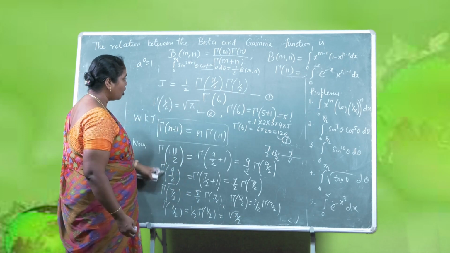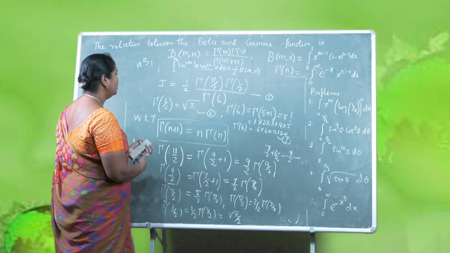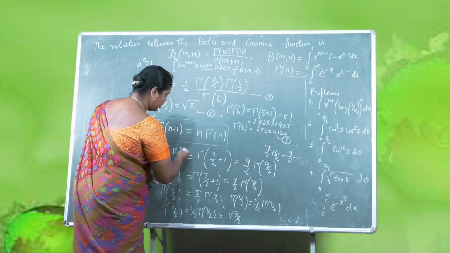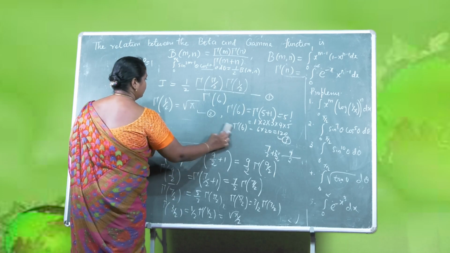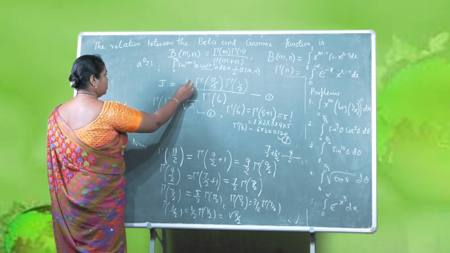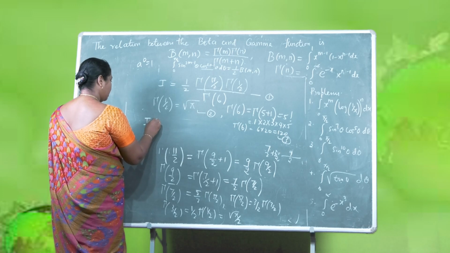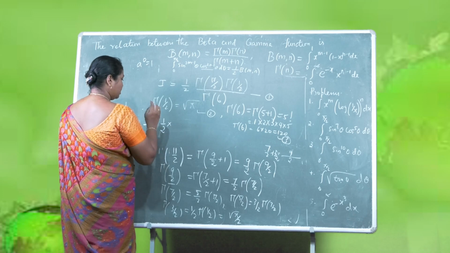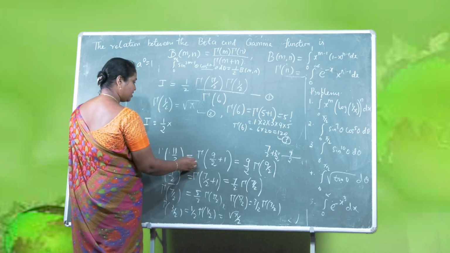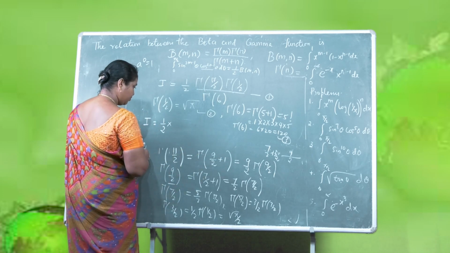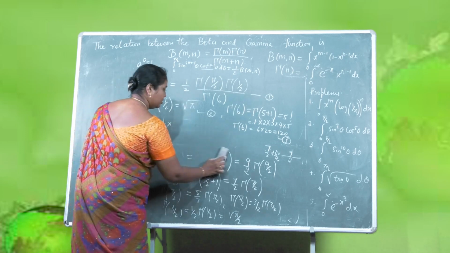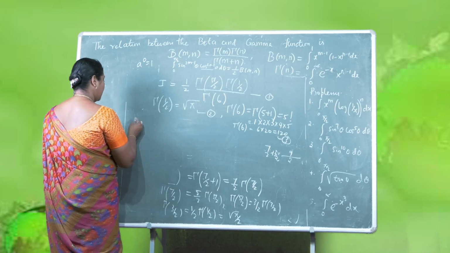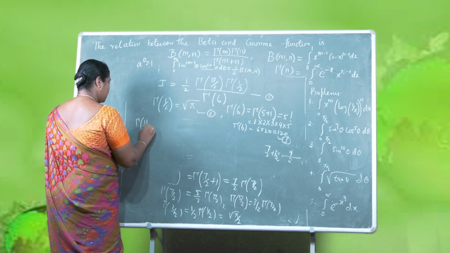Now we are going to substitute all these values in equation number 1. What will you get? So 2, 3 and these values you will get. So I is equal to 1 by 2 gamma 11 by 2. What is the first term? First we will do it separately. Before this, let us calculate gamma of 11 by 2 separately.